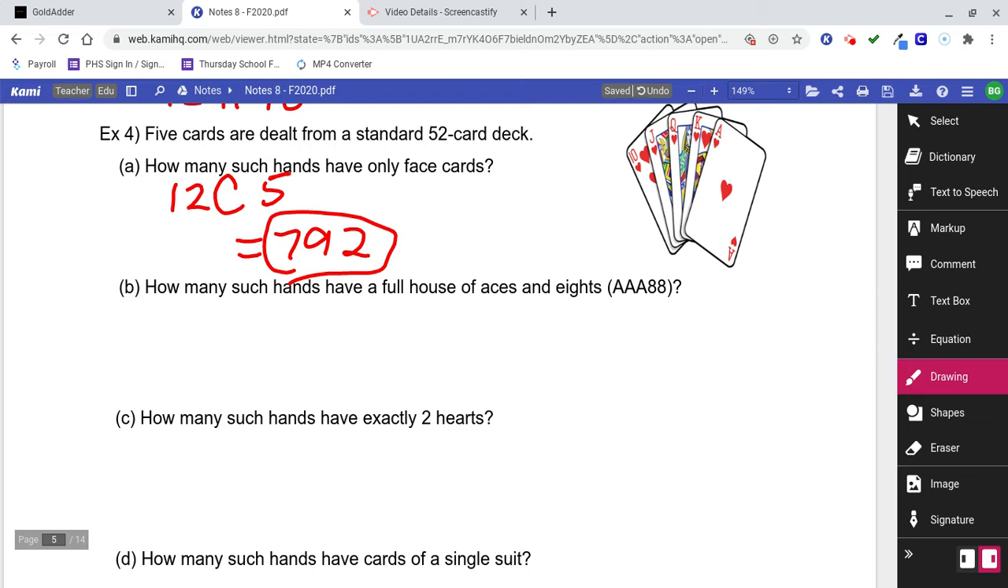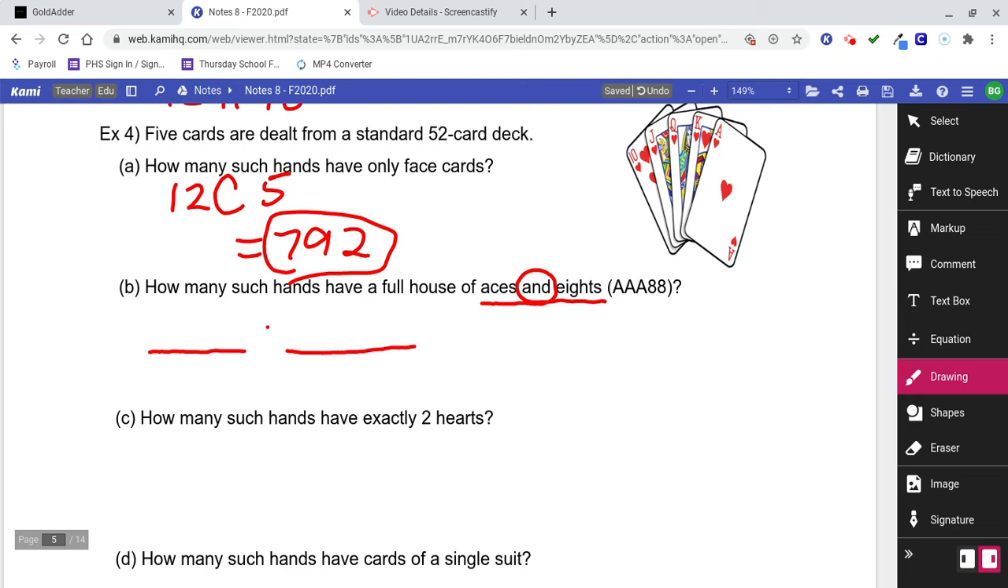How many such hands have a full house of aces and 8s? Okay, so a full house means 3 cards of one kind and 2 cards of another kind. All right, this one specifically tells you exactly what it has. It has 3 aces and 2 8s. Okay, so I see the word and. So most of the time when you see the word and, you're going to treat it as a multiplication principle.